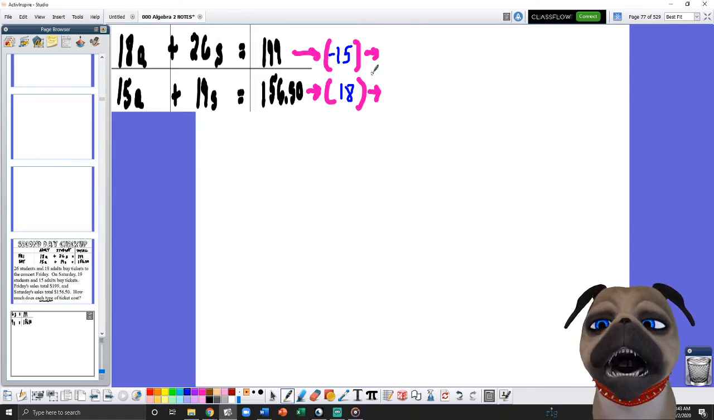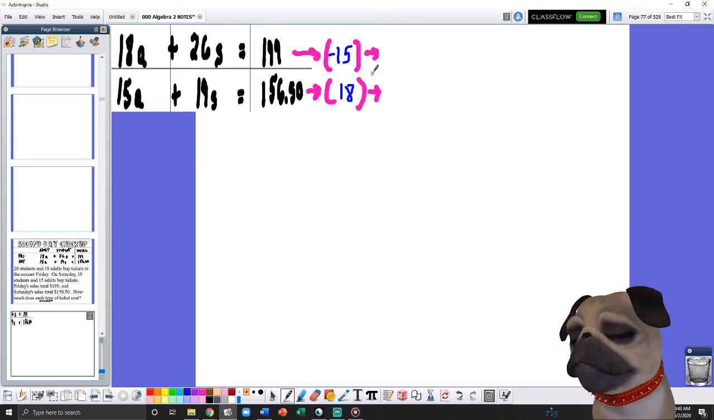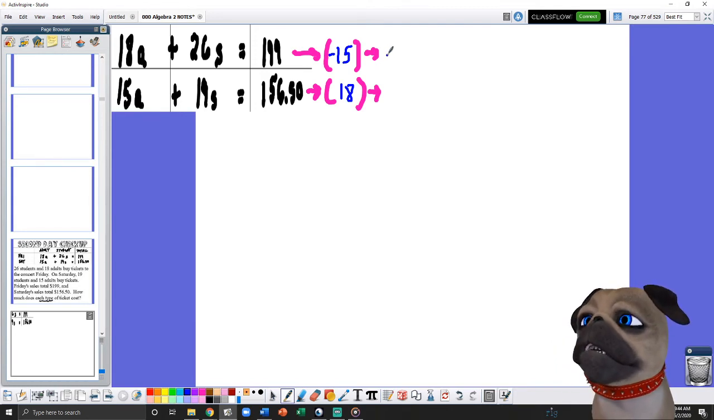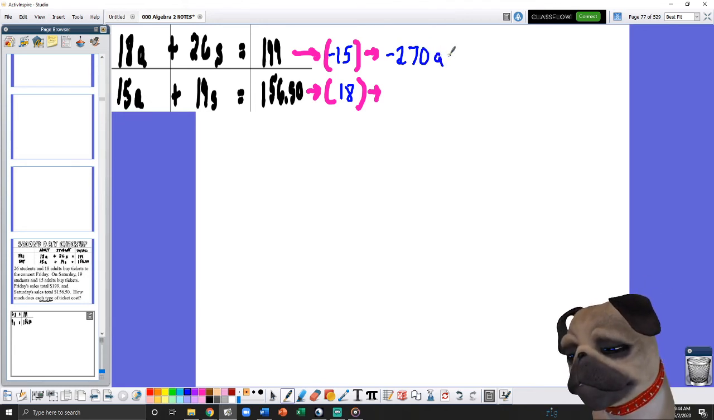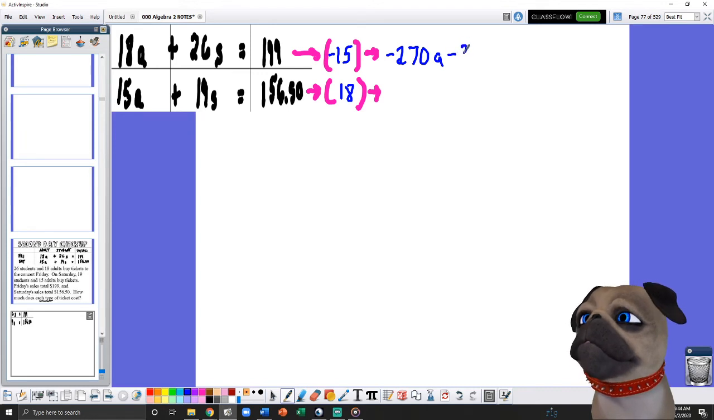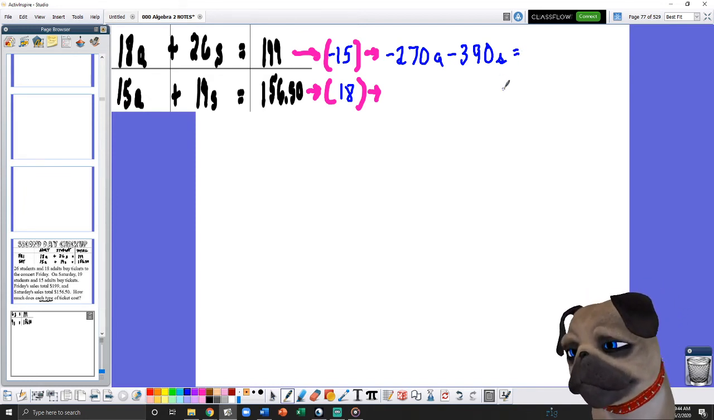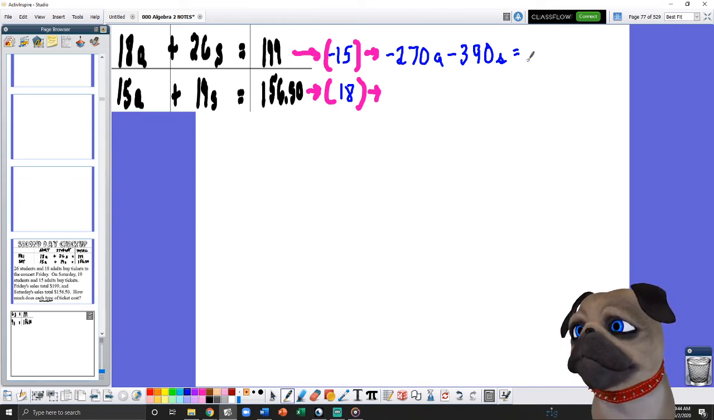Alright, so bust out that calculator before we do this. My calculator's here. So I'm going to type 18 times 15 negative. And that gives me negative 270. And then I've got 26 times 15, which is 390. And I'm going to use a cursive S. This is how old people and old dogs type or write S. And I've got 199 times negative 15. That's going to be negative 2985.